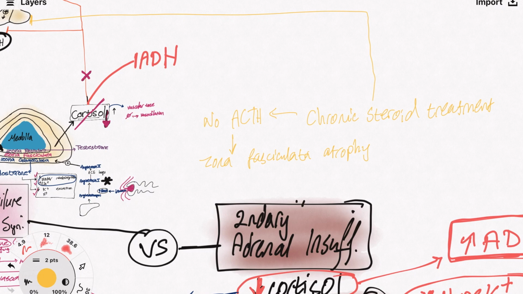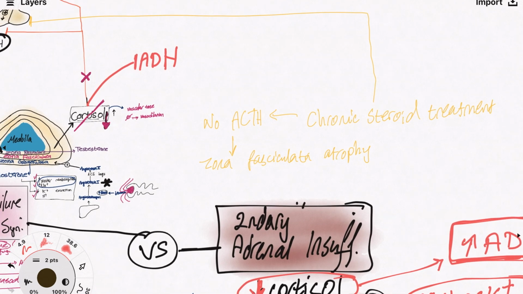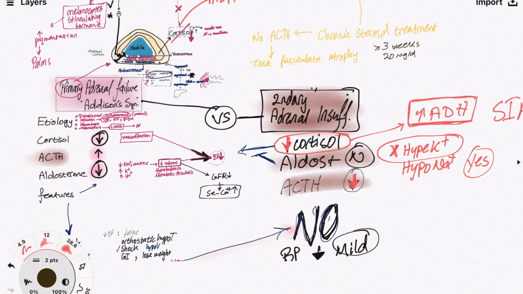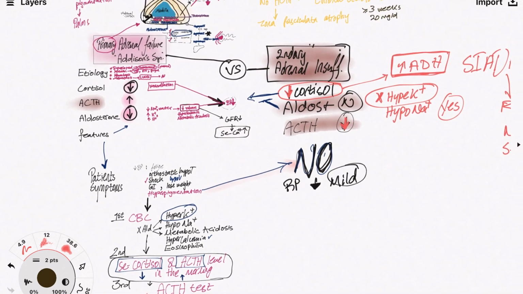For how long should the patient consume steroids in order to develop chronic steroid treatment leading to secondary adrenal insufficiency? It should be at least 3 weeks, and the dose should be 20 milligrams per day. So if a patient has been treated with steroids for 3 or more weeks with a 20 milligram per day dose, then we expect them to have a secondary adrenal insufficiency. All right, so we saw that these patients had a low ACTH and low steroids.